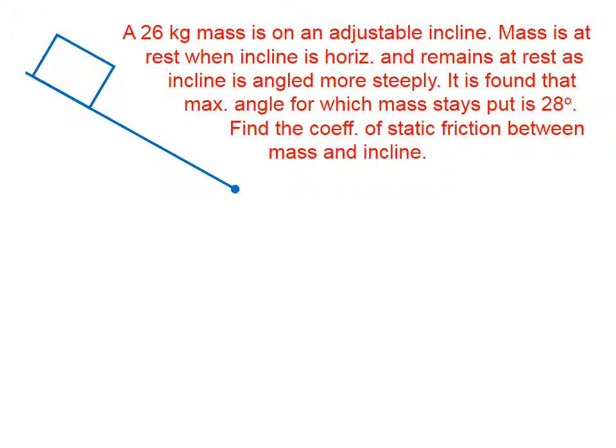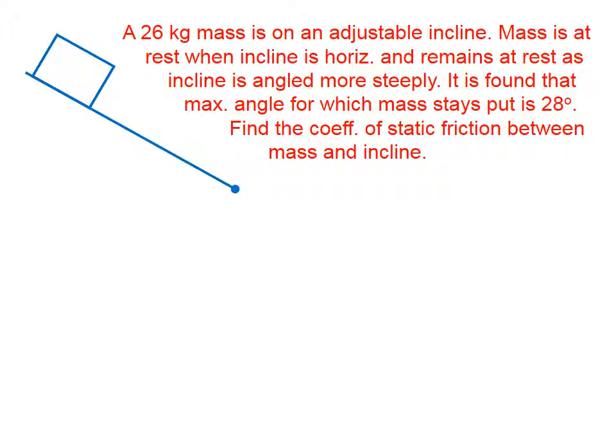A 26 kilogram mass is on an adjustable incline. So if you see this picture, I've put a pin here, or a hinge, and so this plane can be made to rotate. The mass is at rest when the incline is horizontal, and remains at rest as the incline is angled more steeply. It is found that the maximum angle for which the mass stays put is 28 degrees. Find the coefficient of static friction between the mass and the incline.